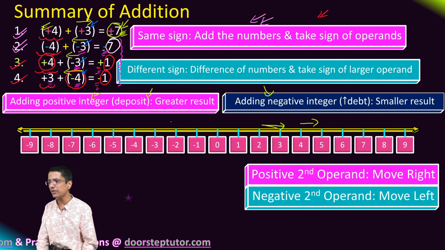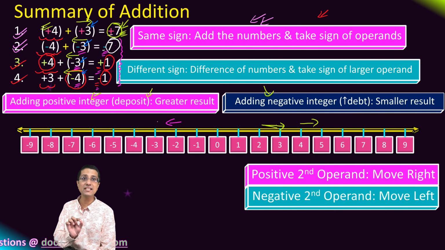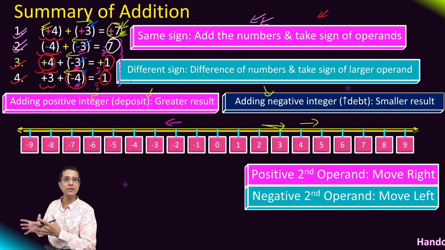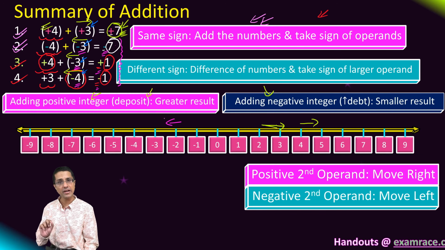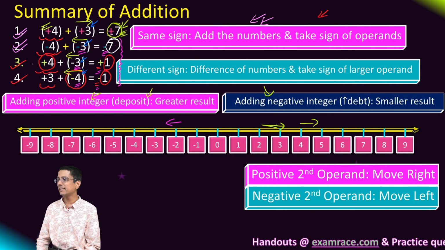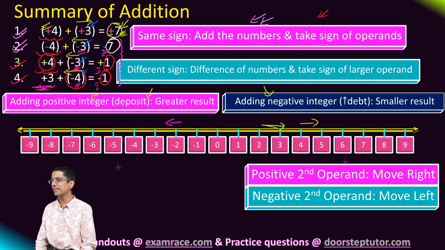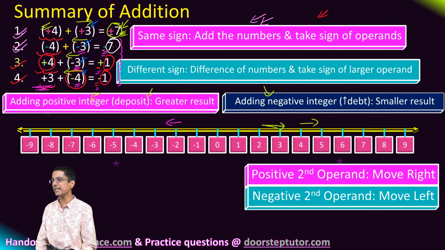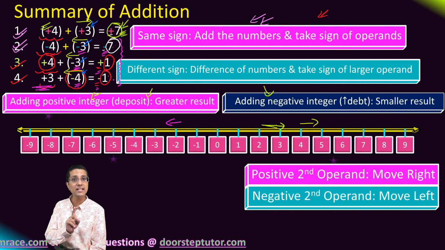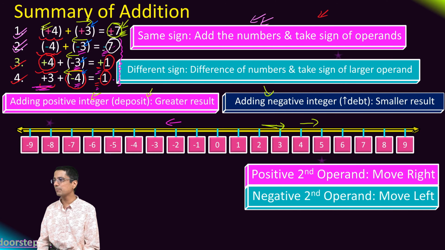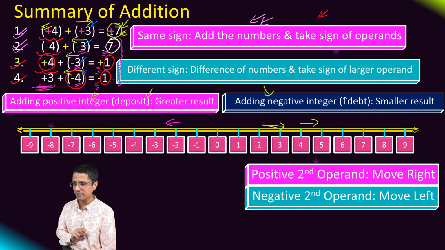And if we are jumping towards the left, my final answer would definitely be smaller. Towards the left on the number line, the numbers become smaller. So my final answer would definitely be smaller than the number I started with. I am adding negative integers in all of these three cases, and in all of them my final answer is indeed smaller than the number I started with.